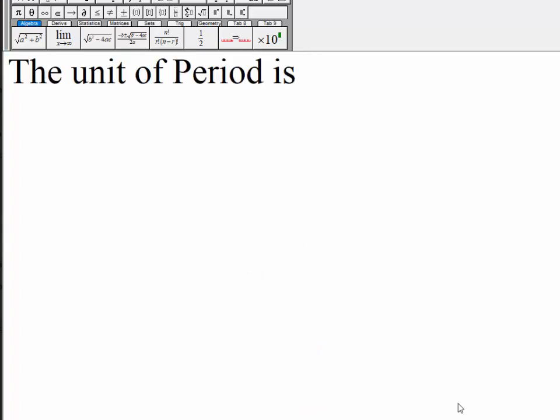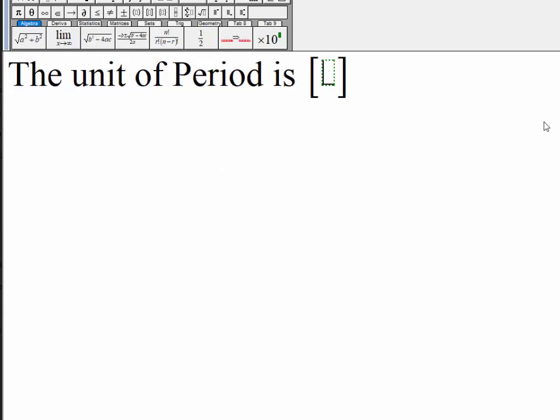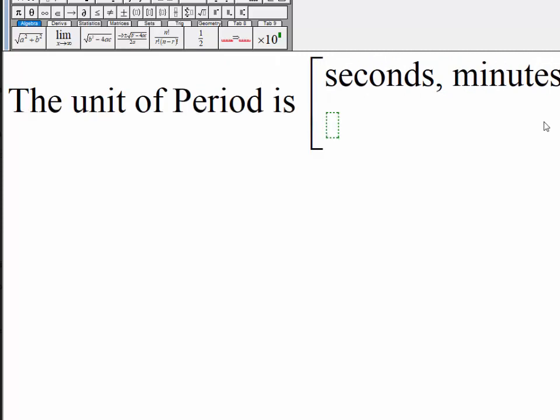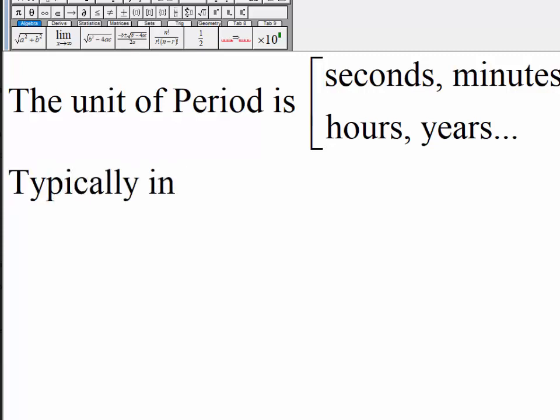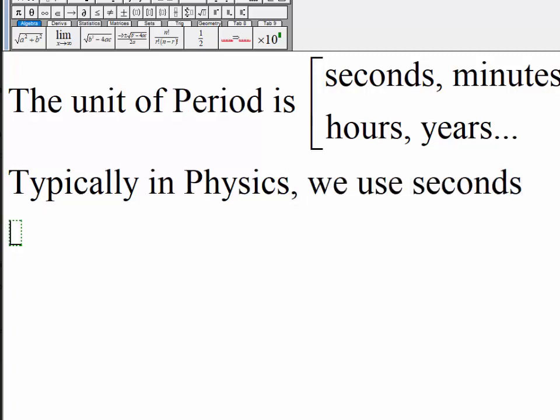The unit of period, recall that period is just how long it takes a wave to travel one wavelength. Because period is an amount of time, the unit of period is any amount of time. Seconds, minutes, hours, years, etc. Typically, in physics, we use seconds as a unit of period.